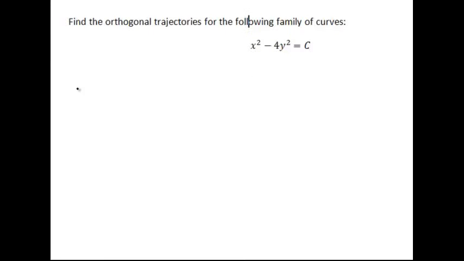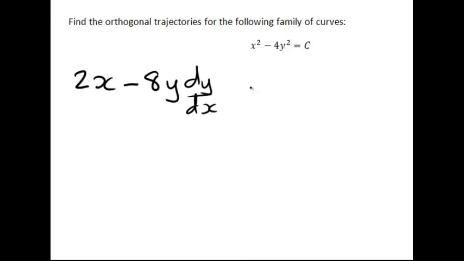So the derivative of x squared with respect to x is 2x. The derivative of negative 4y squared with respect to x is going to be the derivative of negative 4y squared with respect to y, which is negative 8y, times the derivative of y with respect to x. In other words, that's going to give minus 8y dy dx, and the derivative of a constant is just 0. The next step is we then need to rearrange this to make dy dx the subject.